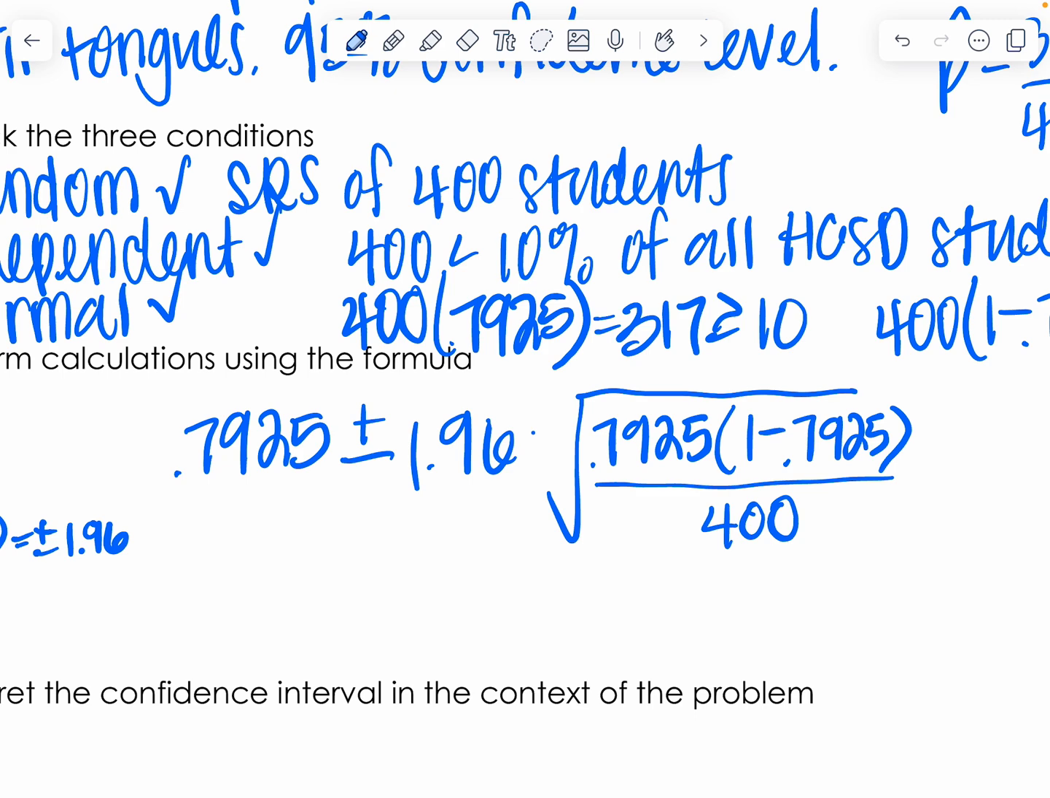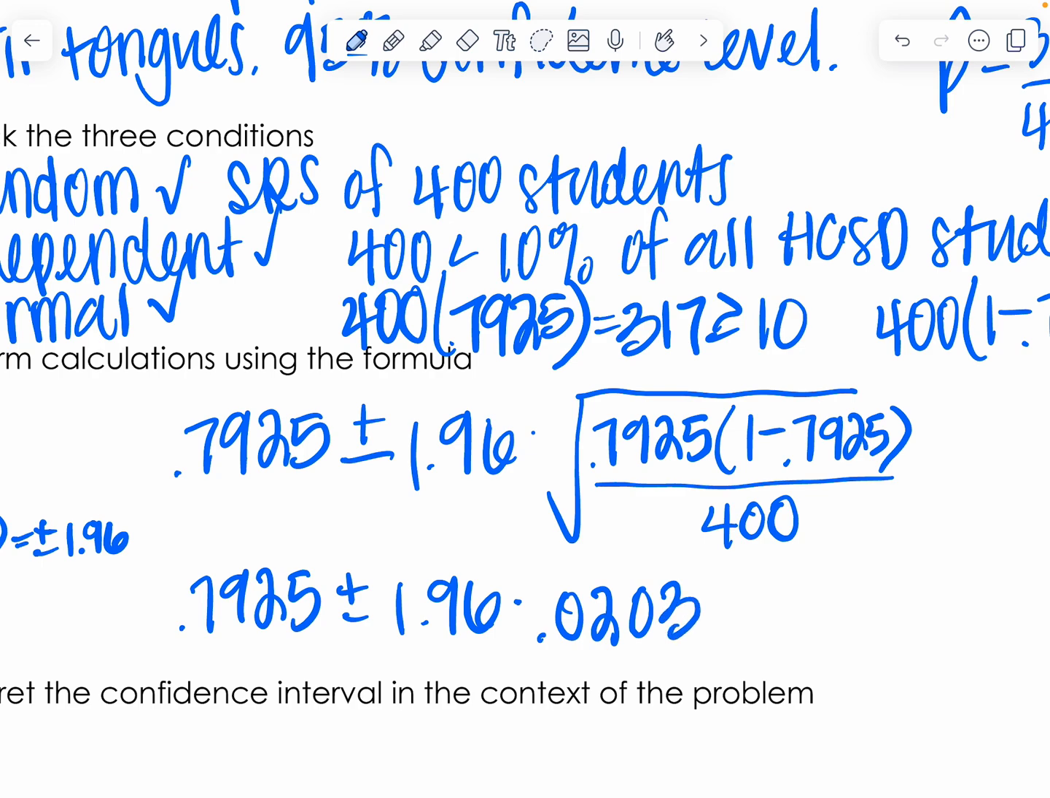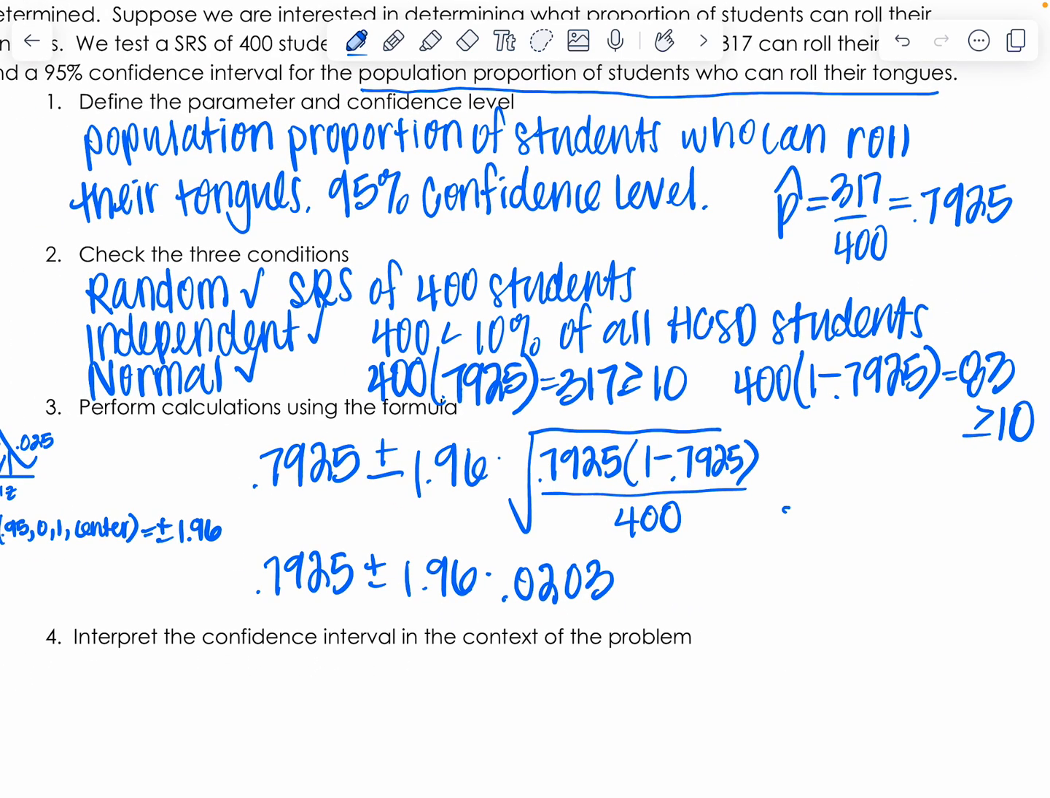Get 0.02, so 0.7925 plus or minus 1.96 times 0.02027, so maybe I'll say 0.03. So then I have 0.7925 plus or minus 1.96 times 0.0203 is 0.03978, 0.0398.